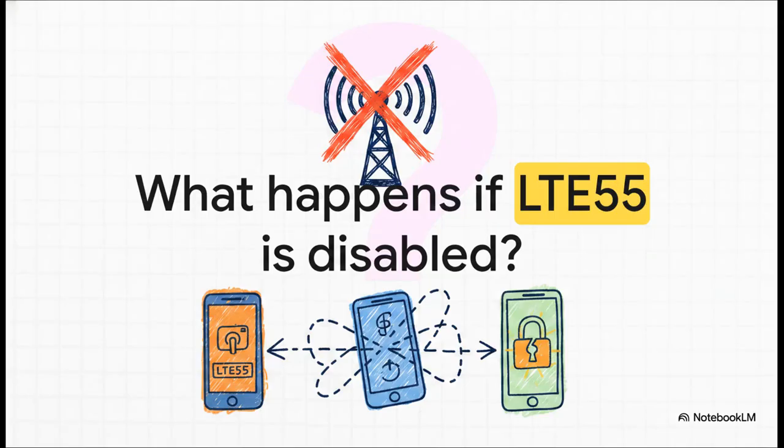But, of course, there is a catch. What do you think happens if a feature called LTE 55 is turned off? Well, the answer is pretty simple. LTE 1770 completely fails. LTE 55 is the core capability that actually allows a phone to jump between frequencies in the first place. So without it enabled at the deployment level, all of this brilliant load balancing logic we just talked about is totally useless. It is an absolutely mandatory prerequisite.